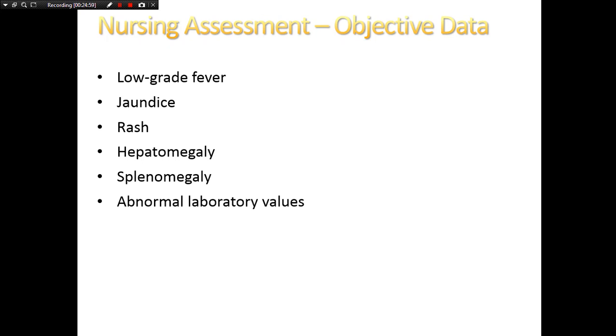So some of the more objective findings, yes: low-grade fever, especially in the incubation or maybe even the acute phase, jaundice if they're going to have it, organomegaly, and we're going to be looking at our abnormal laboratory values. If the patient is positive, they have positive antigens. Do they have positive antibodies? What do their liver enzymes look like?